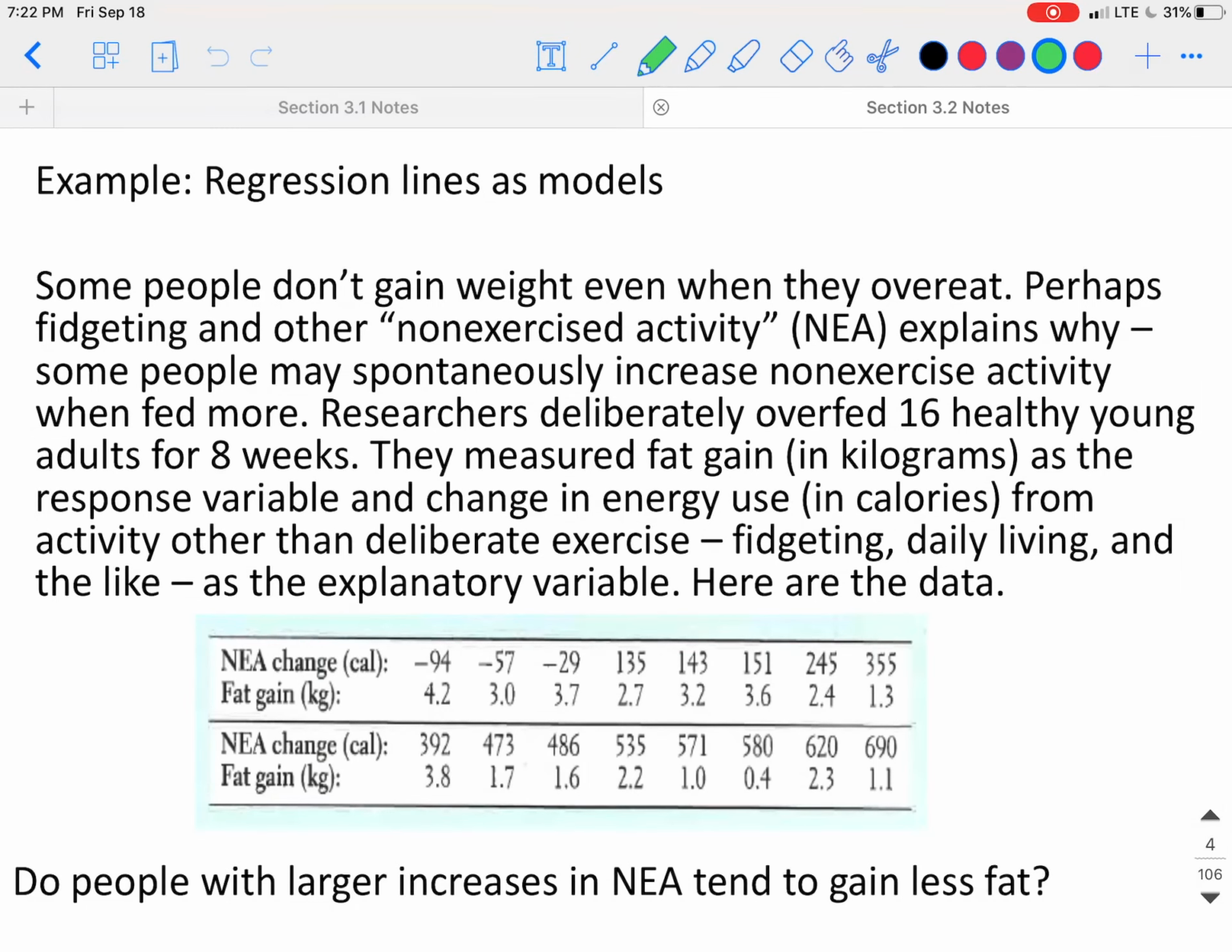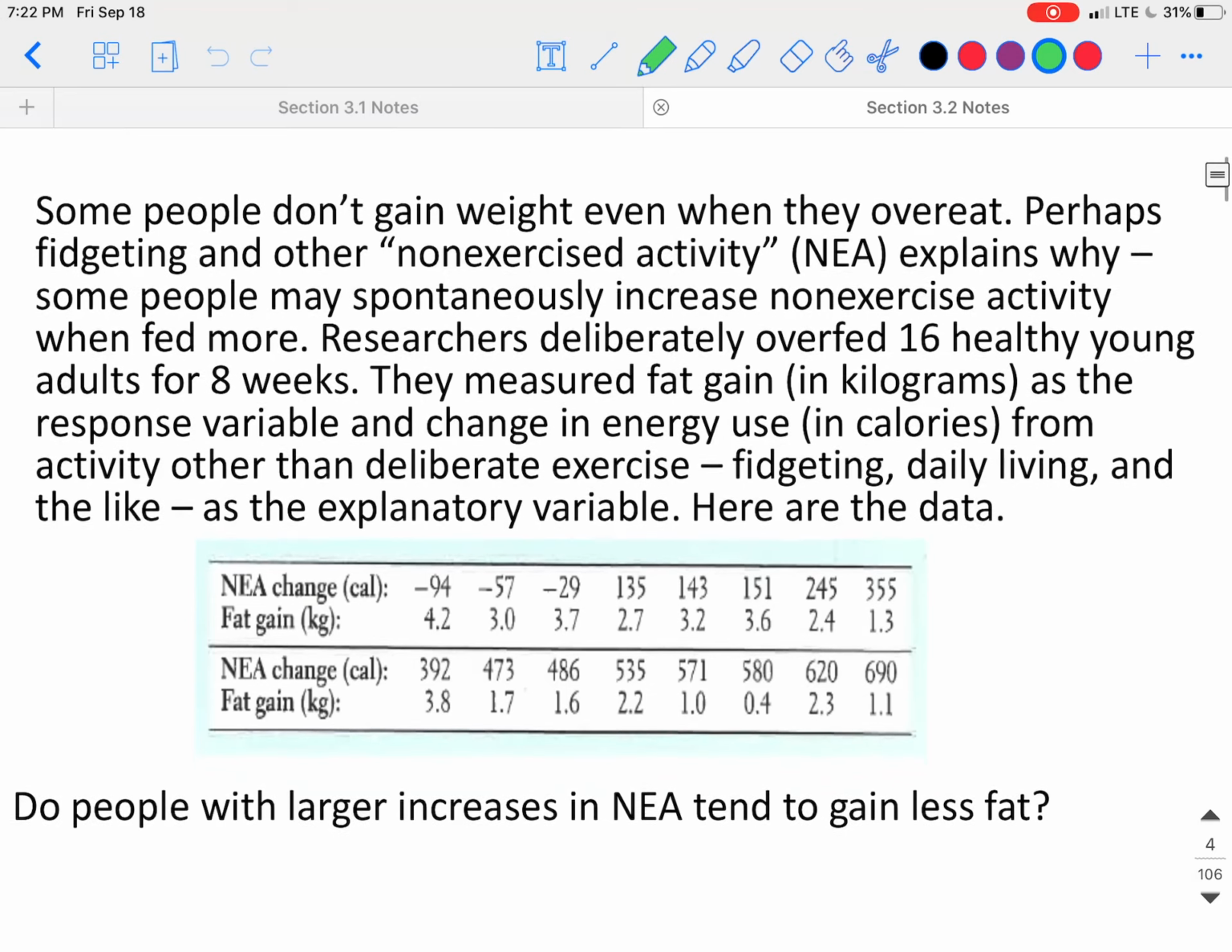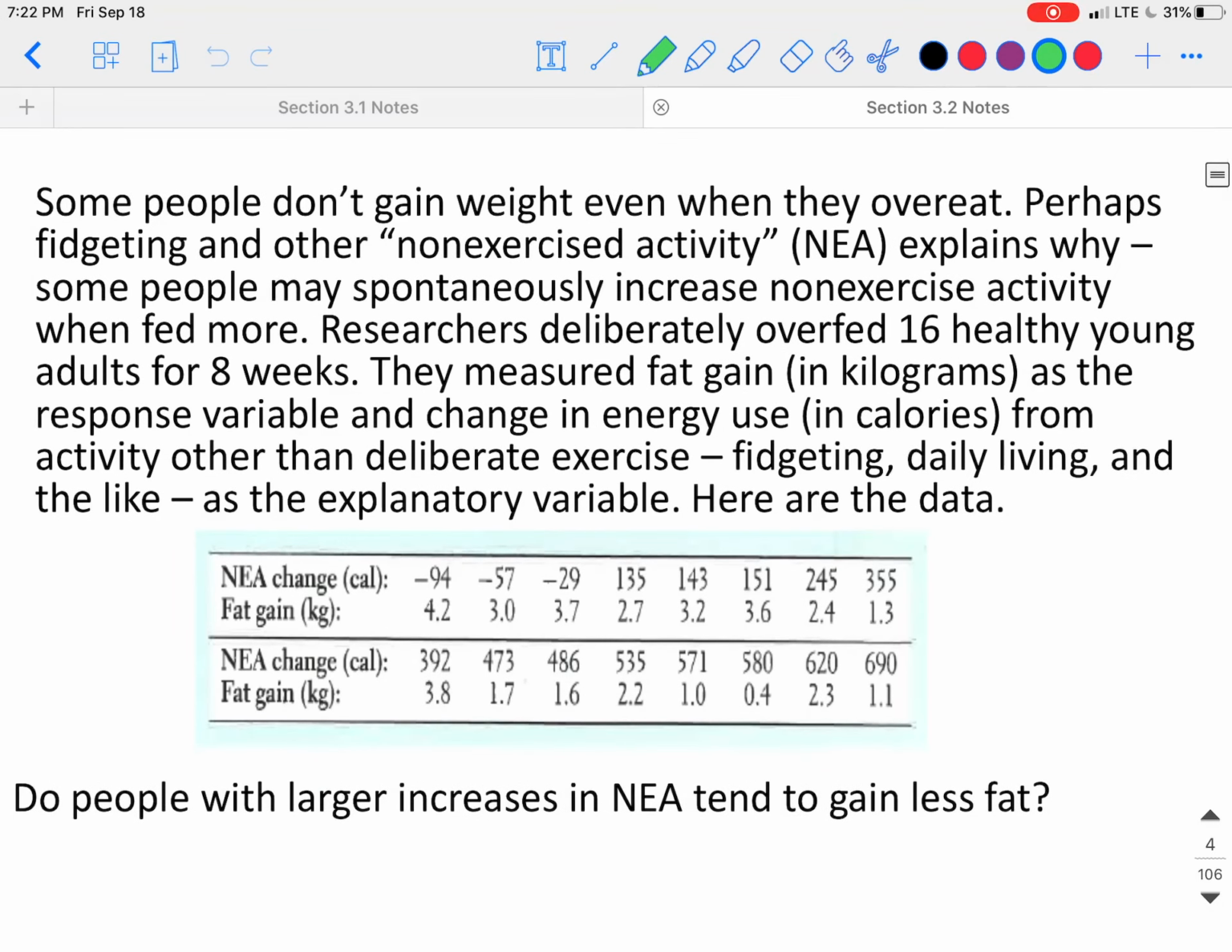Some people don't gain weight even when they overeat. Perhaps fidgeting and other non-exercise activities, or NEAs, explain why some people may spontaneously increase non-exercise activities when they feed more.